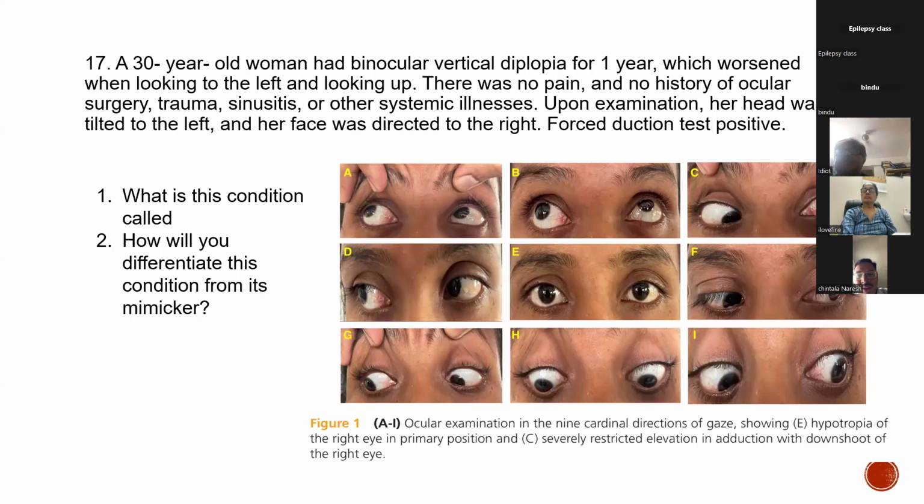So this is the image of the nine cardinal positions of gaze. And in E, which is the primary position, we will note the hypotropia of the right eye. And in C, we can see a restricted elevation in adduction and downshoot of the right eye.